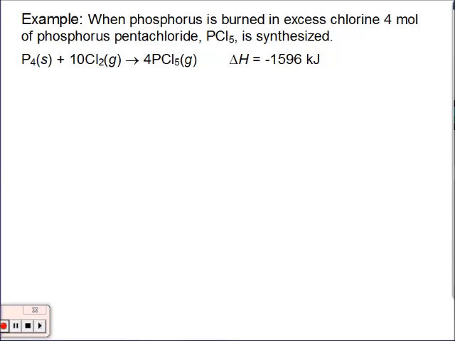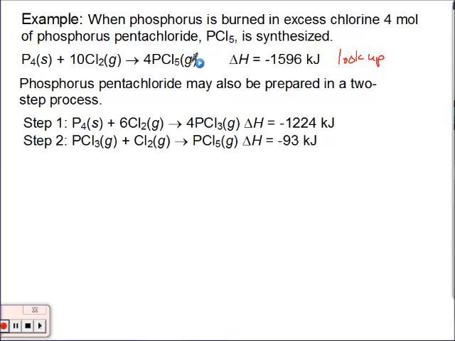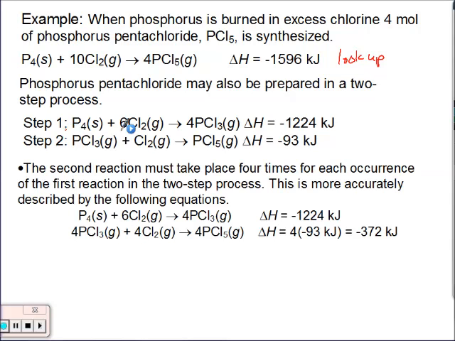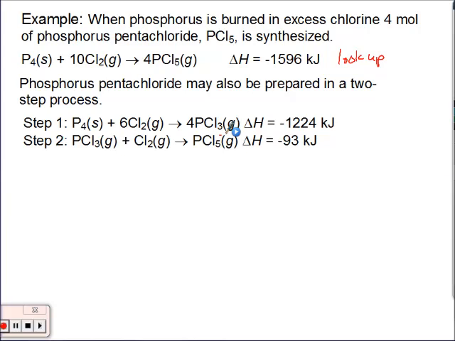So I have this reaction. Phosphorus and chlorine react to form phosphorus pentachloride. I know this delta H. Let's say that I've done this reaction or I've looked this up. It's a standard that I know. I can also prepare it with a two-step process where I take P4 and chlorine to get phosphorus trichloride, and then I react the phosphorus trichloride with more chlorine and I get the phosphorus pentachloride. Each of those has its own delta H.